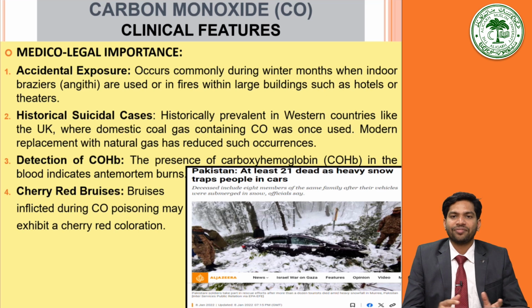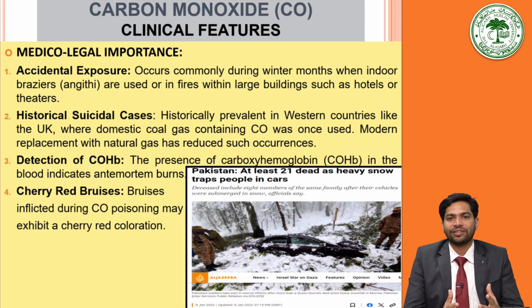Then certain other facts that are important with respect to carbon monoxide poisoning is that accidental exposures may occur commonly during the winter months when indoor braziers, angithi, are burned in the fire within large buildings such as hotels and theaters. As I already talked, in the case of a heater that is being burnt inside a closed room, that may cause carbon monoxide. Then certain historical suicide cases occurred due to carbon monoxide poisoning.